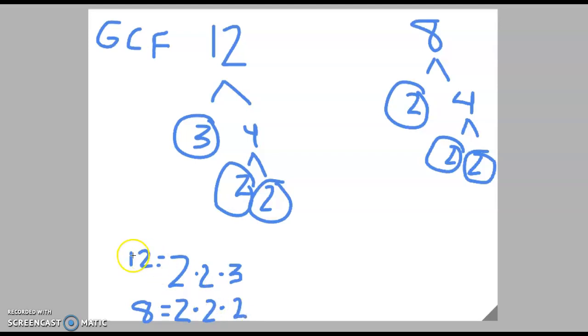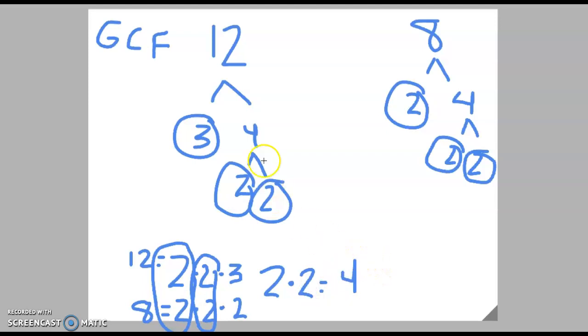Now we are going to circle the numbers that are in common with both 12 and 8. So we have a set of 2's, so we'll circle that. And then again, there's another set of 2's in common, so we're going to circle those as well. The greatest common factor is the product of the numbers in common. So in this case, we're going to take 2 times 2, and that will give you 4. So the greatest common factor of 12 and 8 is 4.